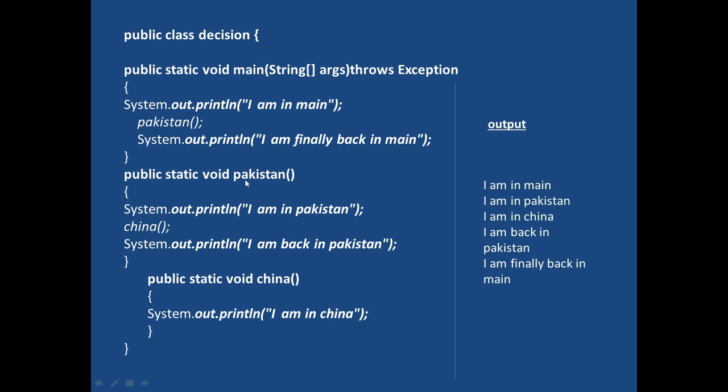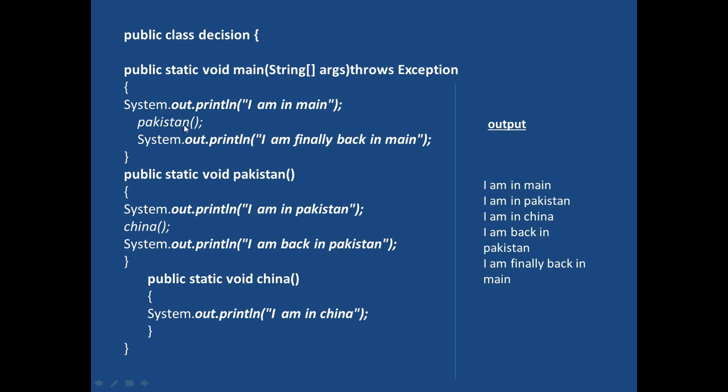So over here the calling function is Pakistan and the called function is China. Control is transferred to the China and I am in China. After the completion of this function, this method China, control comes back to the calling method, and that is Pakistan. And the next statement in Pakistan would be executed, that is system.out.println I am back in Pakistan. And when this Pakistan gets complete, control is transferred to the main again, and the next statement I am finally back in main. So the working of function and method is same.